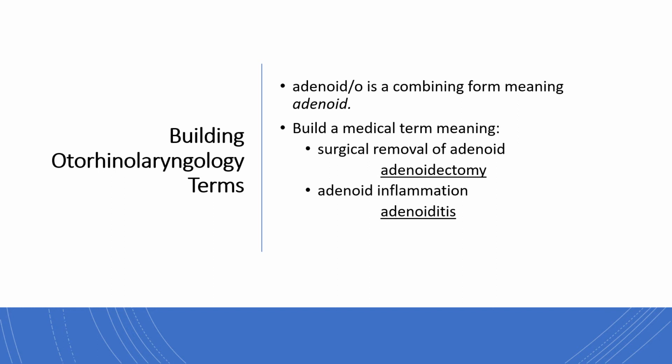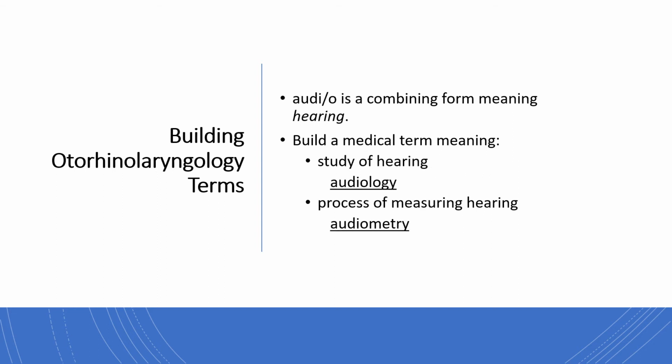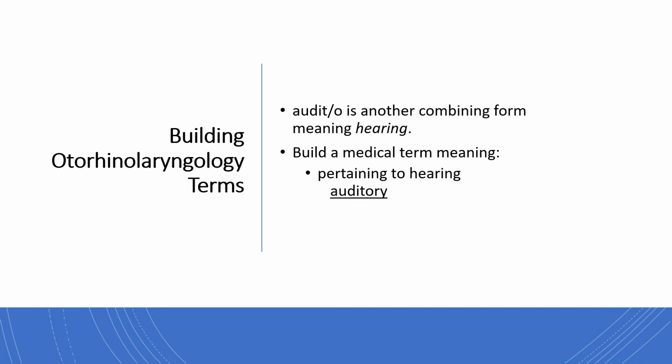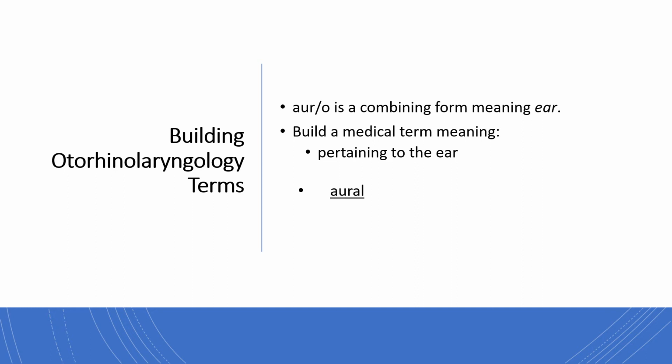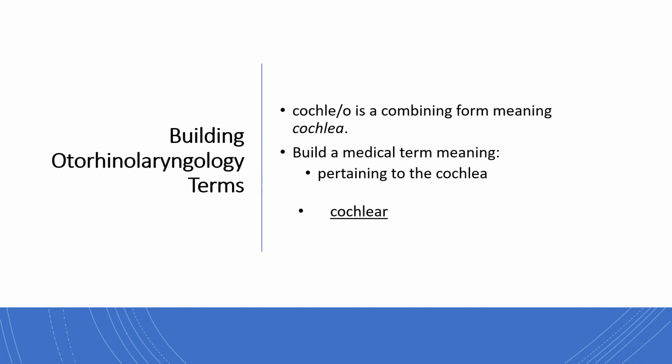Adenoidectomy is the surgical removal of an adenoid. Adenoid inflammation is adenoiditis. Audiology is the study of hearing. Audiometry is the process of measuring hearing. Auditory means pertaining to hearing. Aural, pertaining to the ear. Cochlear, pertaining to the cochlea.